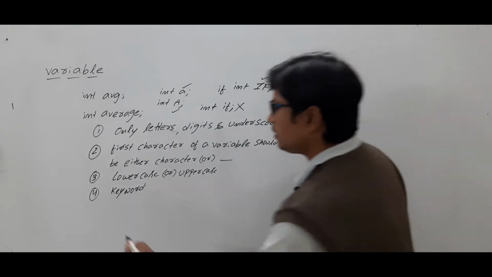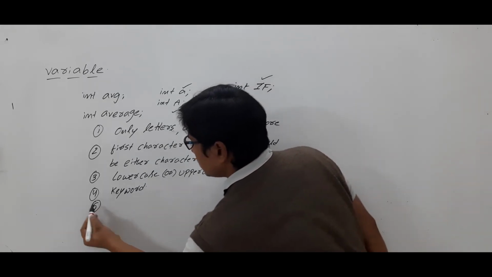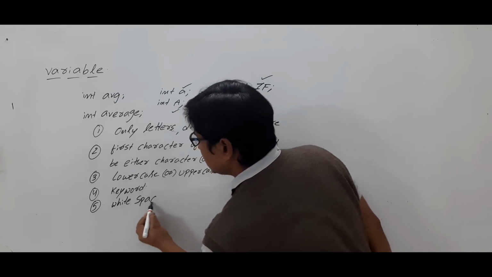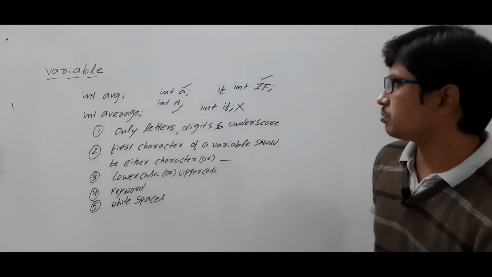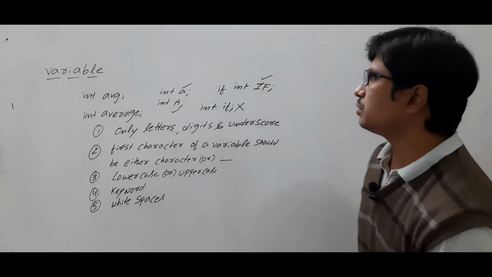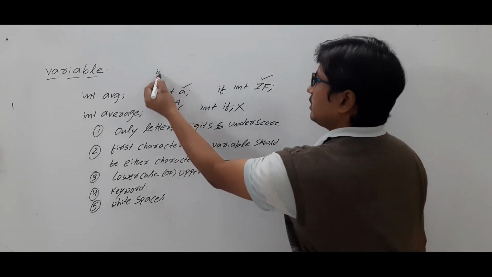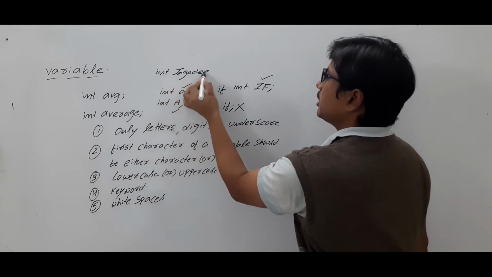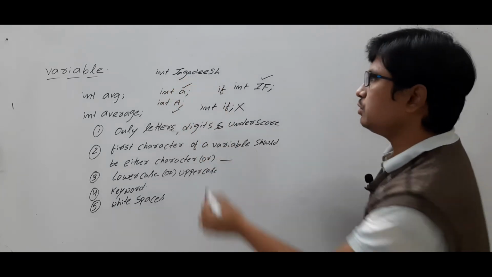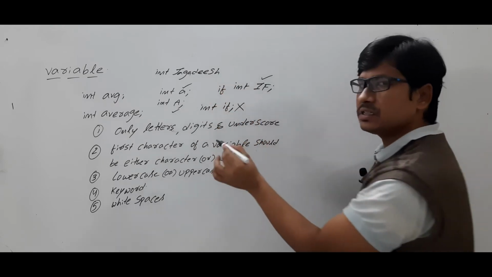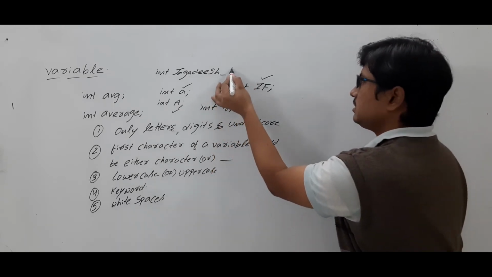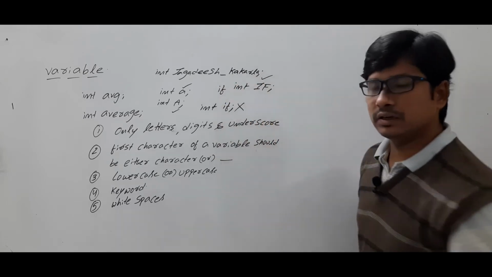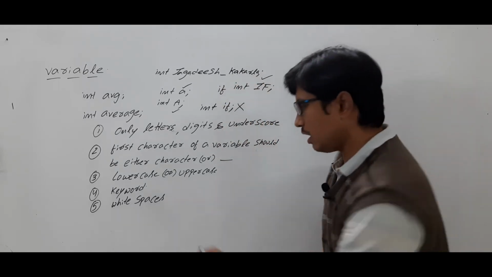Okay. And another thing is that white spaces are not allowed. Suppose let's take that you want to write like Jagadish Kakarla. Okay, this is what the variable name you want to keep. Then you should not write it as Jagadish space Kakarla. You should write Jagadish underscore Kakarla. This is valid. Okay, white spaces are not allowed.